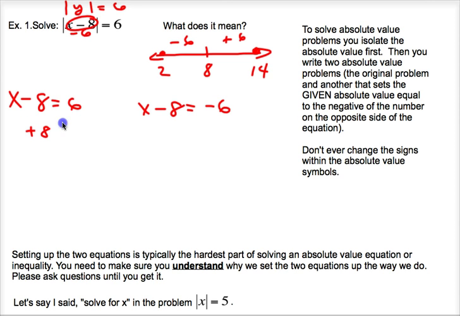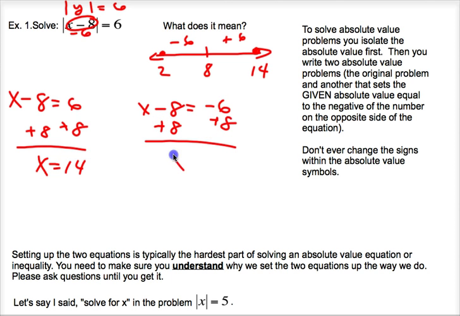You solve both of these, you get 14. You get 2. You might want to check your answers, make sure they work. There are going to be some problems later on in this section where you need to check them because you'll get solutions that don't work.